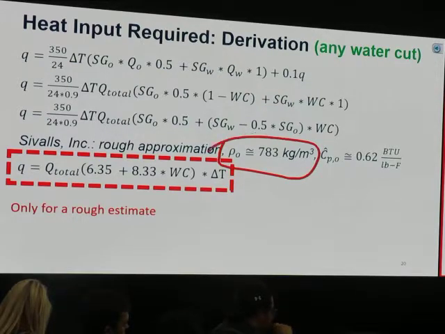Density of oil is about that much. Specific gravity. Specific heat capacity is about 0.62.